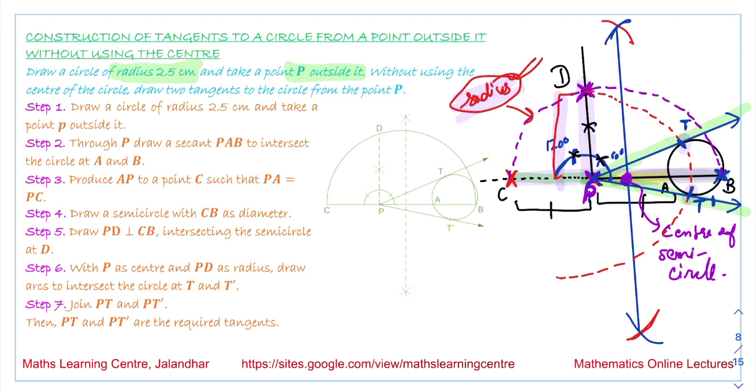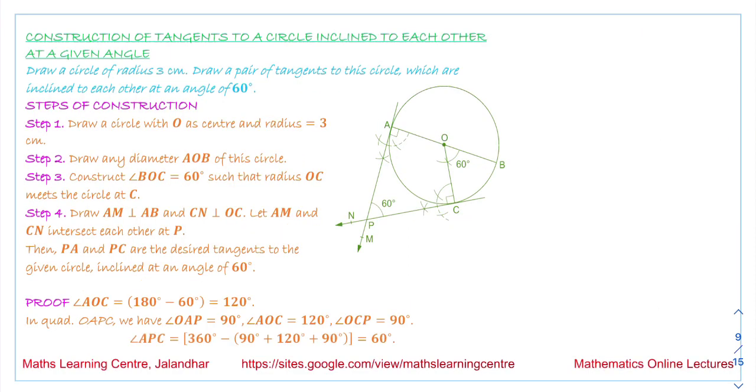The next construction we have is to construct tangents to a circle inclined to each other at a given angle. So the question is, we have to draw a circle of radius 3 centimeter. First of all, we are going to draw a circle of radius 3 centimeter. Next, draw a pair of tangents to this circle which are inclined to each other at an angle of 60 degrees. So suppose the center of the circle is given to us.